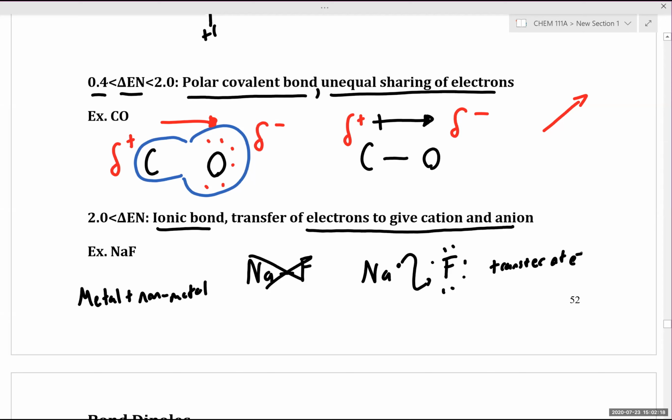Remember how we discussed the Born-Haber cycle? The Born-Haber cycle describes this process of generating an ionic solid from the pure element. And as a result, instead of having a covalent bond, what we have is an ionic bond, which is an electrostatic interaction between a positively charged cation and a negatively charged anion. Does that example make sense to everyone?